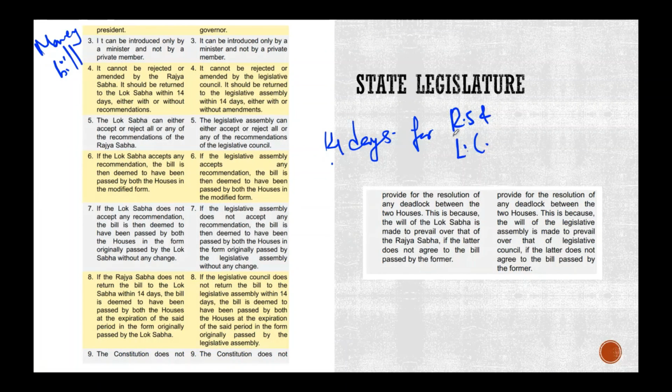Even if you don't send it, you guys know what happens, right? The Lok Sabha or the Legislative Assembly can accept any of the recommendations. Even if they do not accept any of the recommendations, the bill is then deemed to have been passed in the original form. But if they've accepted those amendments, then it is considered to have been passed in the modified form. And remember 14 days. If the Rajya Sabha does not return the bill to the Lok Sabha within 14 days, the bill is again considered to have been passed at the end of the 14th day. And same thing goes in your state as well.